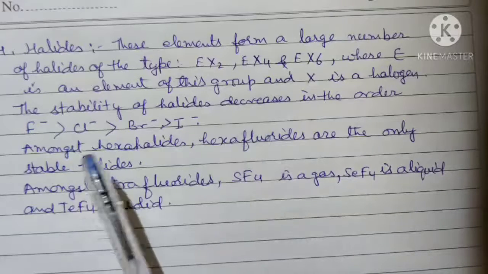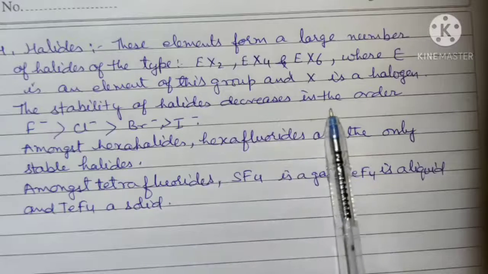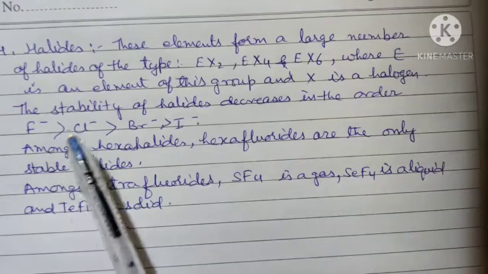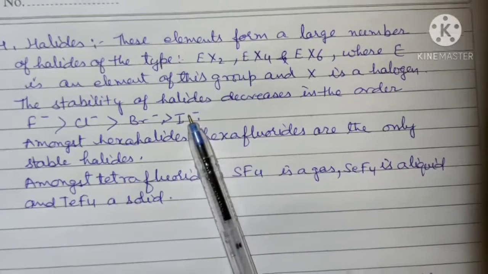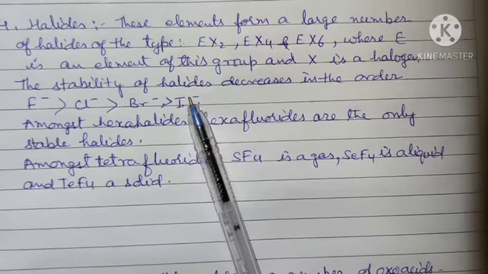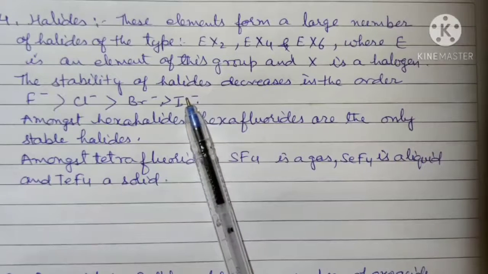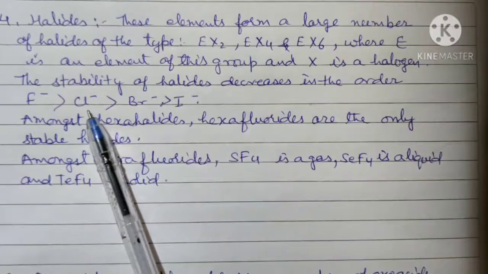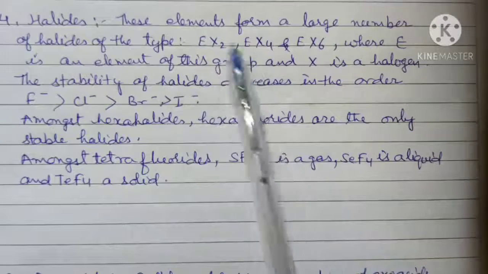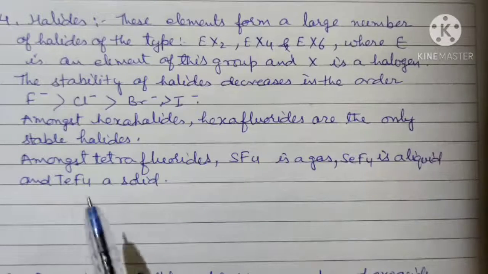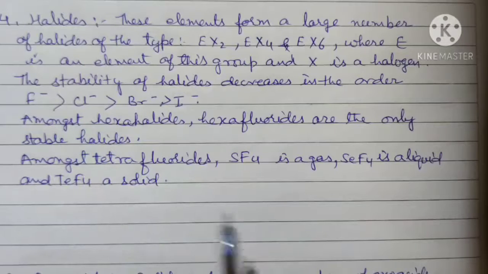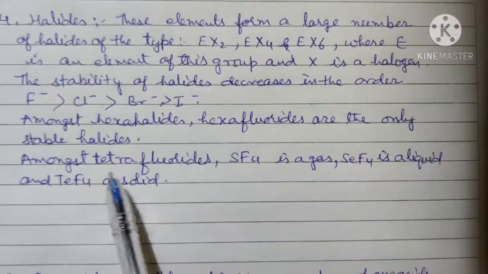Now, the stability of the halides decreases in the order of fluoride, chloride, bromide and then iodide. That means fluorine forms fluorides and they are very stable. That is due to the high electronegativity of fluorine. So they form three types of halides: EX2, EX4 and EX6 type halides. And here the fluorides will be the more stable compounds. Particularly the fluorides are very stable.